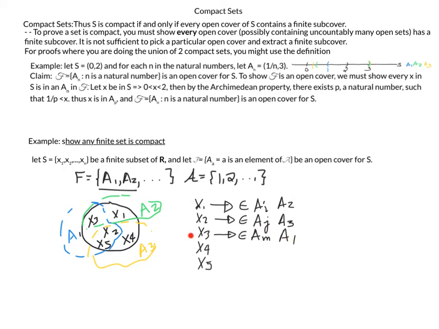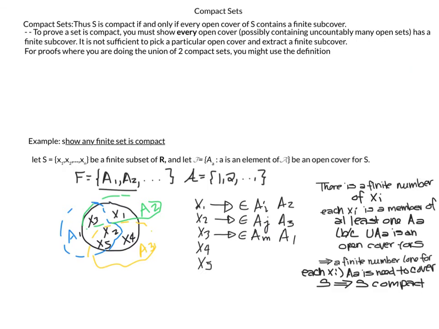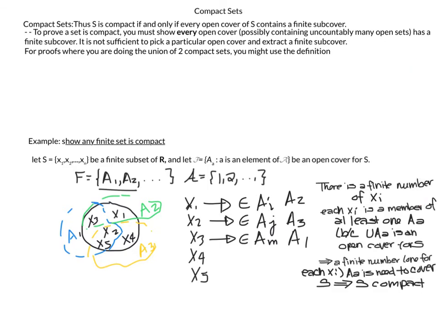But the idea is that each of these elements has to be in at least one of these sets, since the sets cover. And it could be that it's in multiple of the A sub n, but it's in at least one. Here I have my picture showing that x1 is in A2 as well as A1. And for example, x4 is in A3. Well, since each x sub i is in at least one set of the sets A, that means there's a finite number of A needed to cover S. So you just choose one A sub n for each element, and that will be your finite cover.